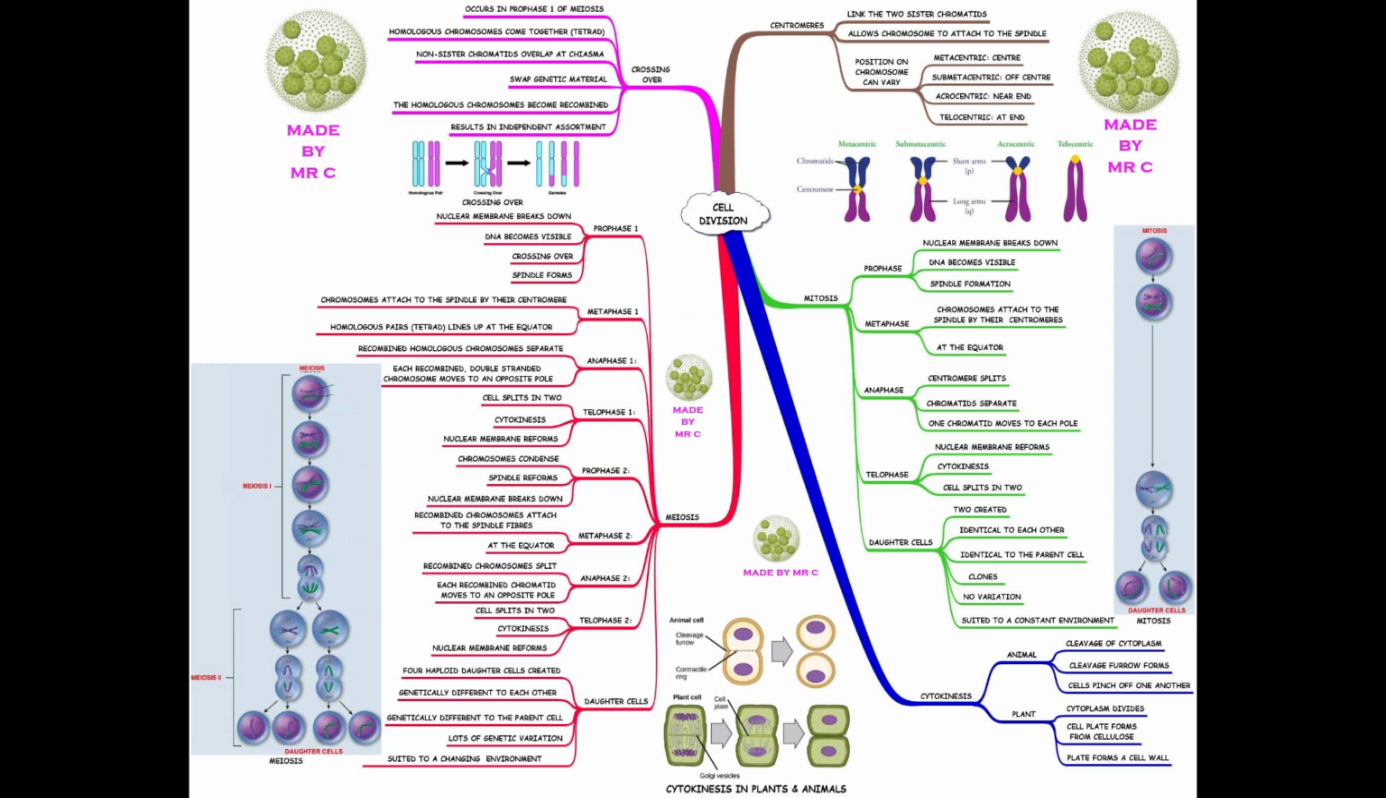There is lots of genetic variation created here due to crossing over in prophase 1 and independent assortment in both anaphase 1 and anaphase 2. Meiosis is perfectly suited to a changing environment, as there's always likely to be some combination that suits the environmental conditions.